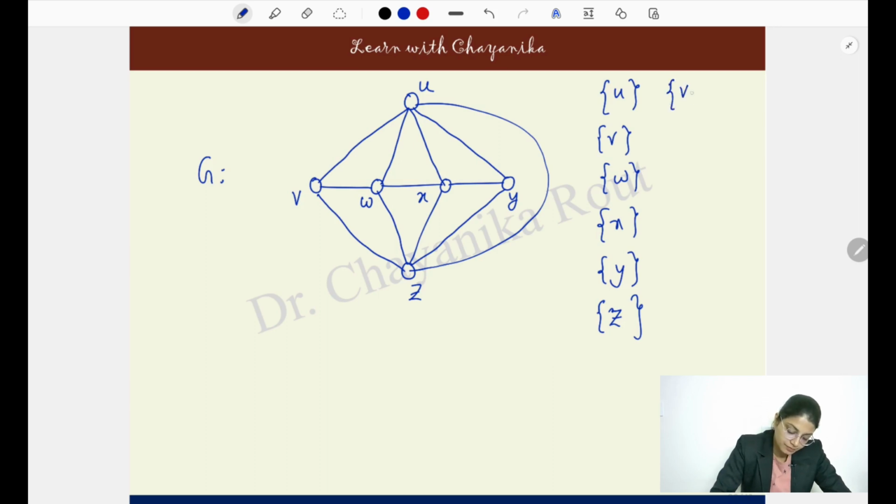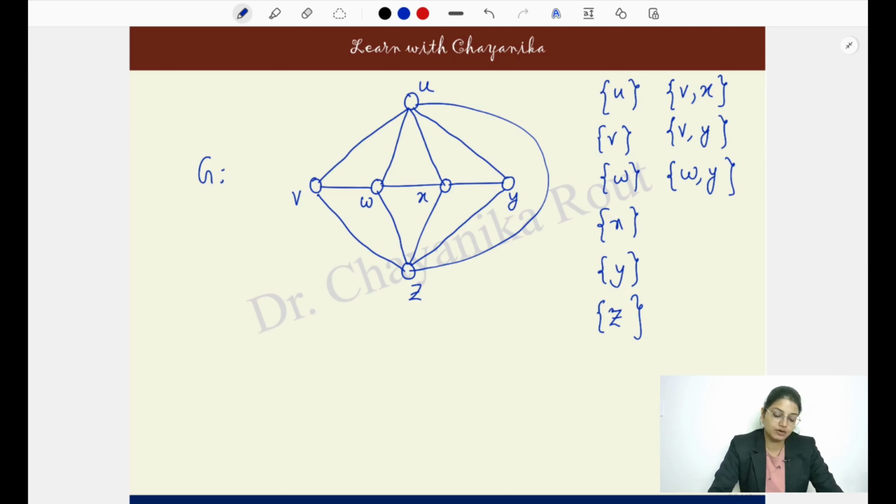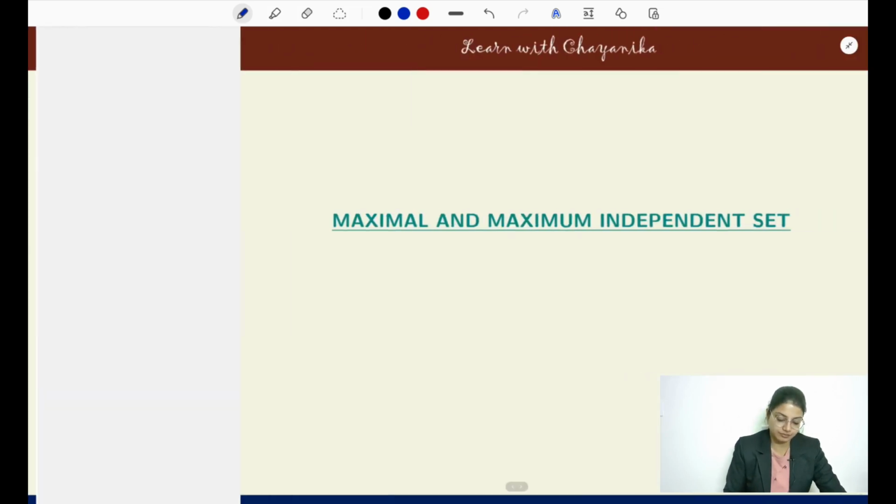Now V is non-adjacent to X, so VX can form an independent set. V with Y also can form an independent set. Next we can see W with Y can form an independent set, and there is no other independent set of size 2. What about independent sets of size 3? If we see carefully, we will find none of these independent sets of size 2 can be extended any further. So these are all the independent sets we have in this particular graph.